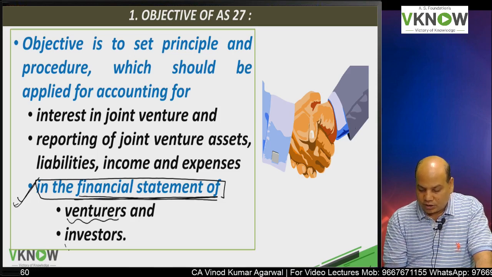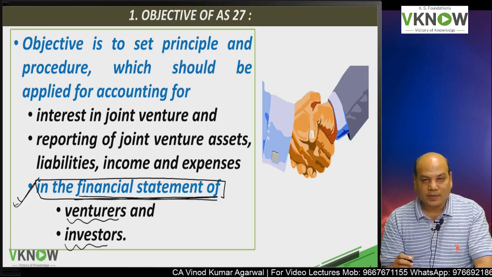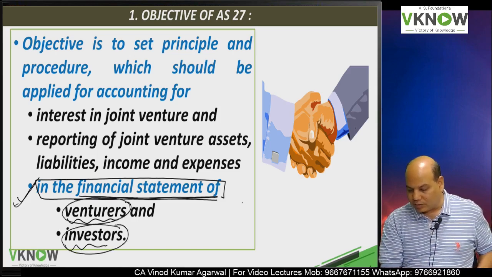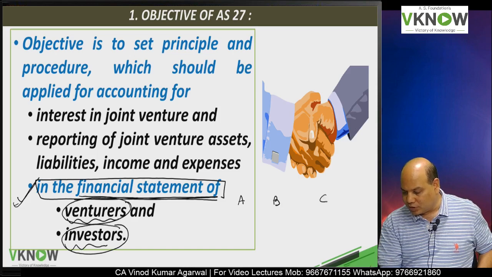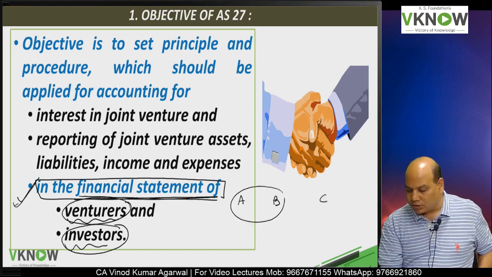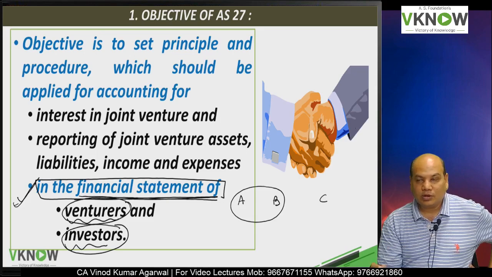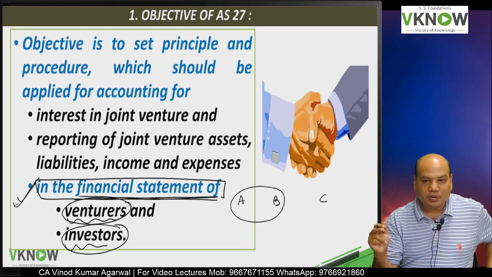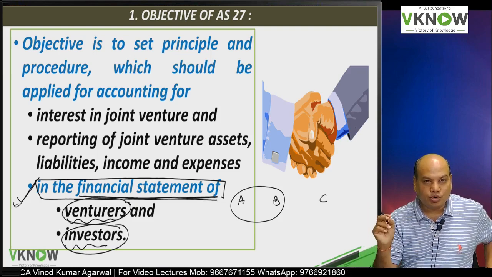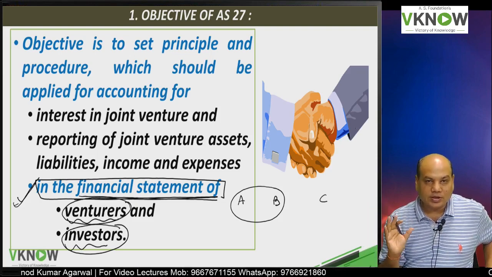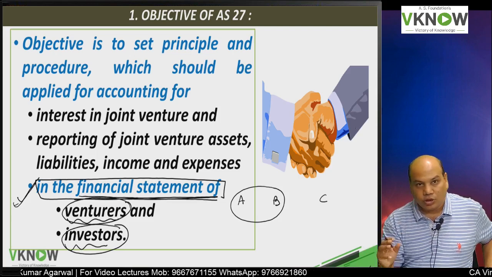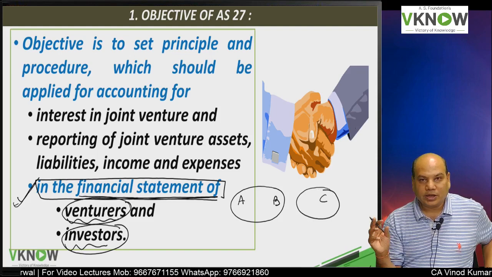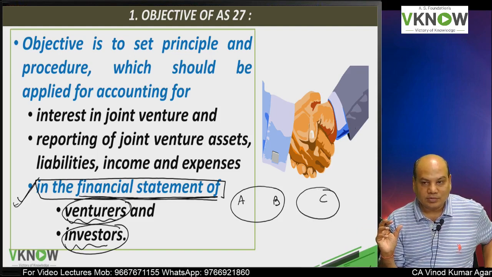Venturer, and second, investor. Now what is the difference between venturer and investor? A, B, C. A and B have got some business idea. They want to start a venture. They want to participate in the policies relating to the joint venture. They will take decisions about the joint venture, but they don't have money. So they approach C. They tell C about the business idea.